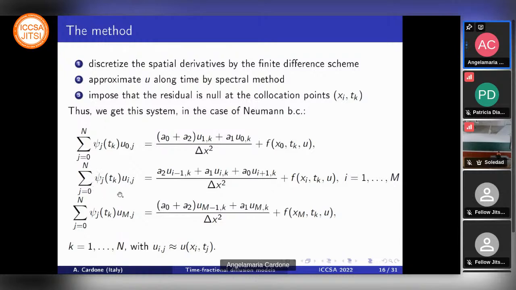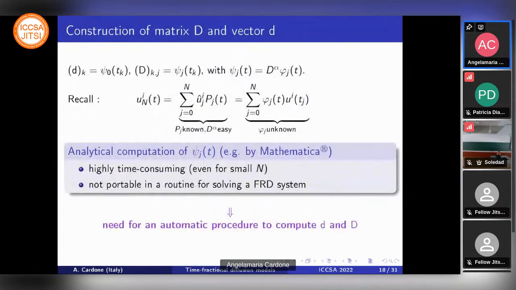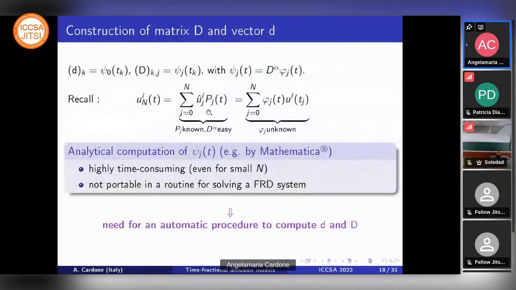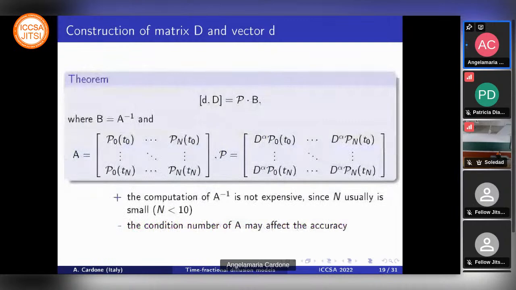We do not know those Vj, but we do not need to know their analytical expression, only their values at the collocation points. And this can be done quite easily thanks to this theorem, because we can compute those values which form the matrix D and the vector D. The vector D is phi0 at the collocation points. Matrix D is the values of Vj at the collocation points. And we can compute this vector and matrix by this theorem in terms of the values of the functions Pj, which are known, and of their derivatives at the collocation points.